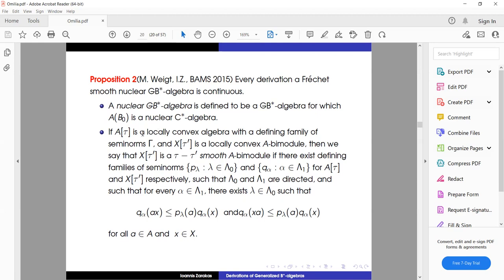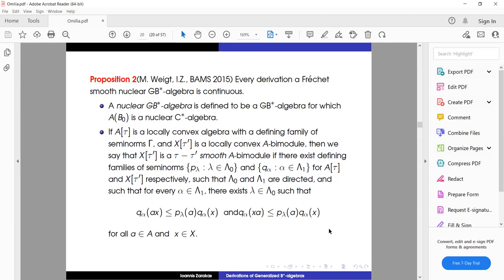And in general, if you have a locally convex algebra, alpha, and a locally convex A-bimodule X, the smoothness of the module actions is described through these two inequalities, which give the continuity of the module actions. The key to describing smoothness is to retain the same seminorm in both parts of the continuity conditions.